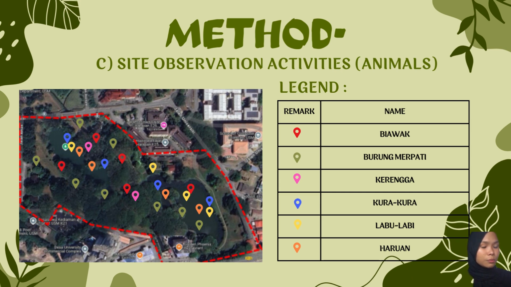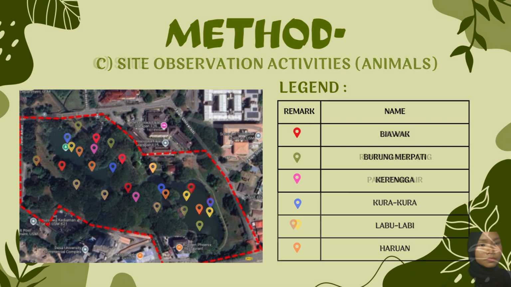This spatial mapping allows us to analyze the distribution and activity patterns of these species within the site. The marked boundaries highlight the focus area for our observation. These observations provide valuable insight into the ecological diversity and habitat preferences of the animals in this environment.